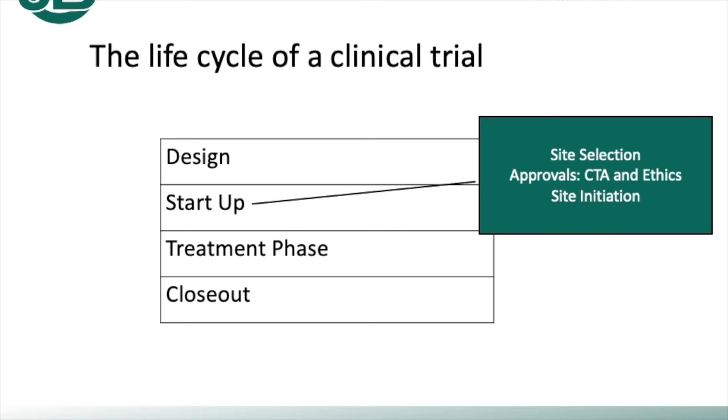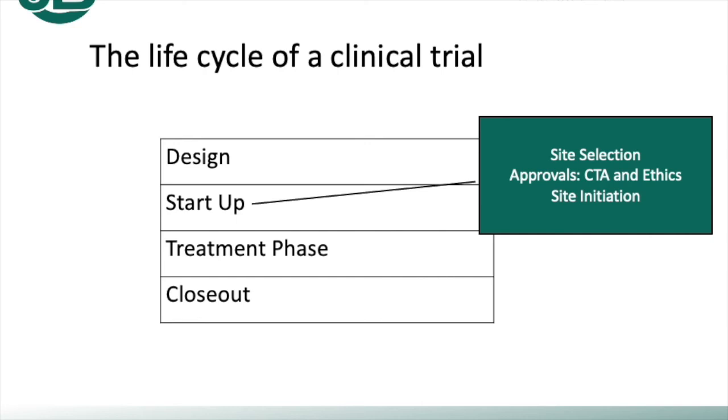We then go into approval. So that's the site selection. So we select sites that will be able to do all of that. Then we go into the approvals. So we have a clinical trials authorization, or CTA, and that's the regulatory or legal approval to conduct the clinical trial in a particular country.